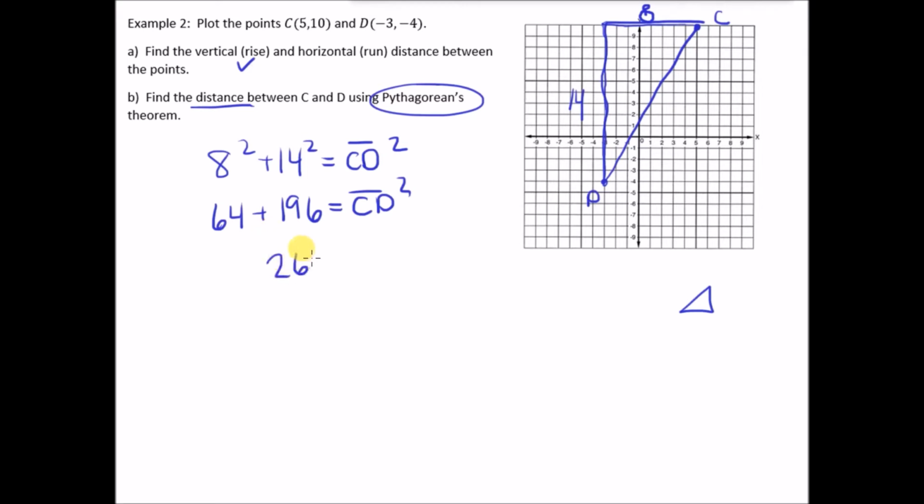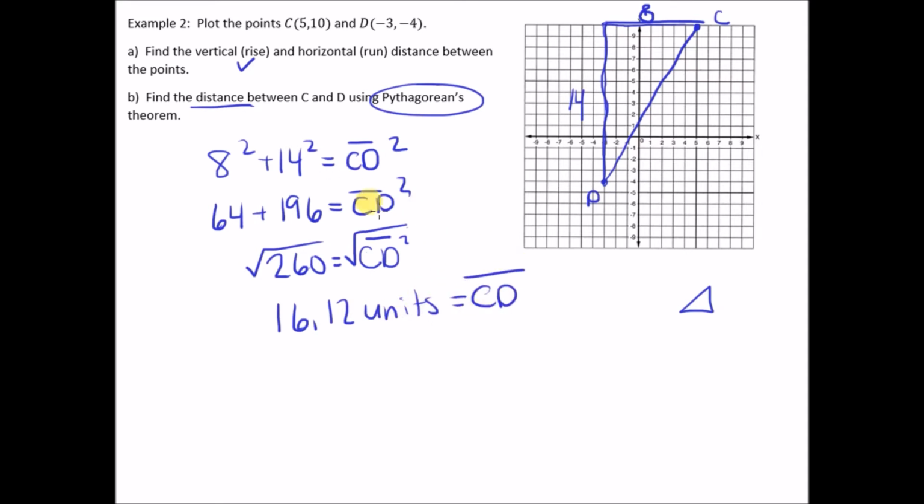Okay, I get 260, and then when I root that, I get... Okay, so root both sides, I get 16.12 units. And that's going to equal the length of CD. Okay, same approach, use Pythagorean's theorem.